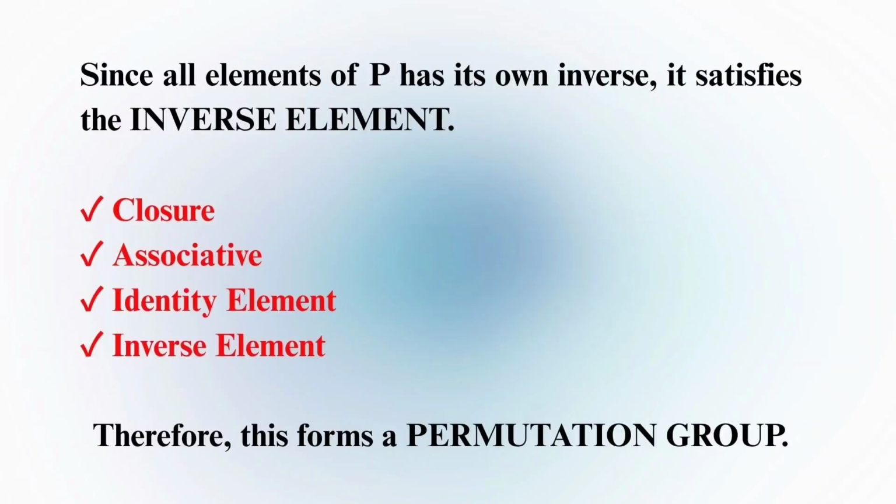Since all elements of P have their own inverse, it satisfies the inverse element property. So it has closure, associativity, identity element, and inverse element. Therefore, this forms a permutation group.